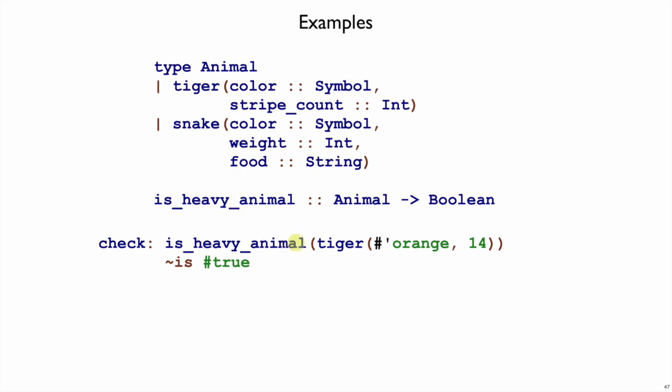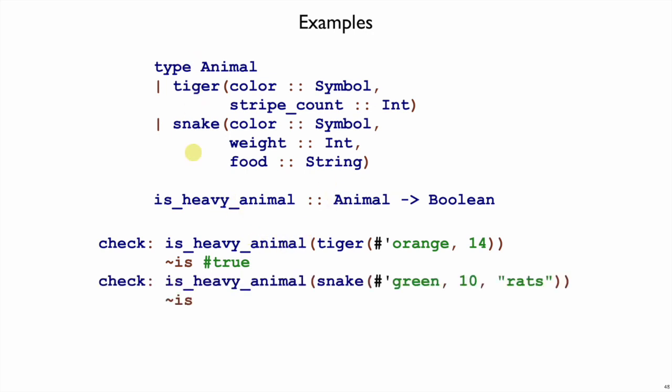But as I'm writing examples for isHeavyAnimal, since it takes an animal, there are two choices. So I should at least have another example that uses the other choice of animal, a snake. And in the case of snakes, we're going to say that 10 pounds or heavier counts as a heavy snake. If it's 9 or lighter, then we'll call that a light snake.